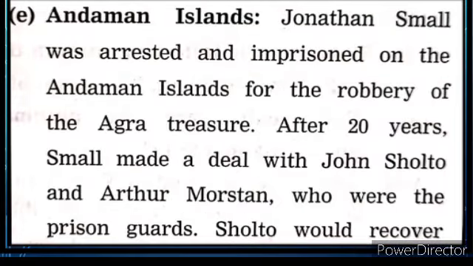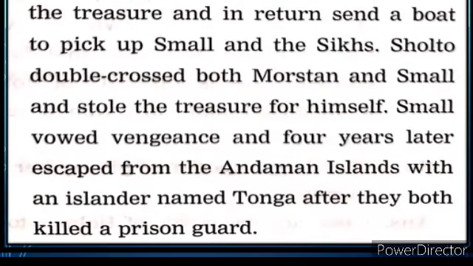Andaman Islands: Jonathan Small was arrested and imprisoned on the Andaman Islands for the robbery of the Agra treasure. After 20 years, Small made a deal with Jonathan Sholto and Arthur Marston, who were the prison guards. Sholto would recover the treasure and in return send a boat to pick up Small and the Sikhs. Sholto double-crossed both Marston and Small and stole the treasure for himself. Small vowed vengeance and 4 years later escaped from the Andaman Islands with an islander named Tonga after they both killed a prison guard.